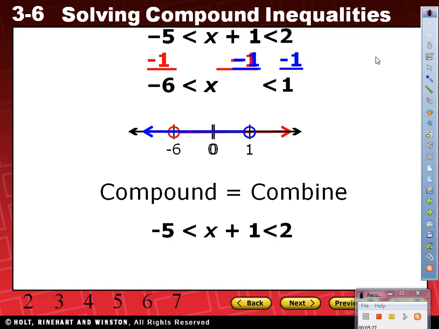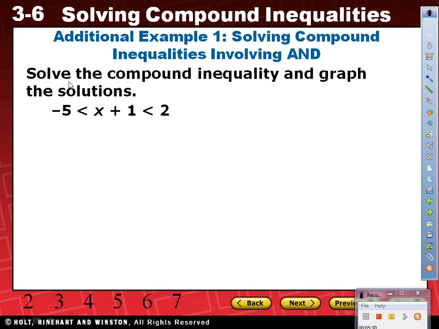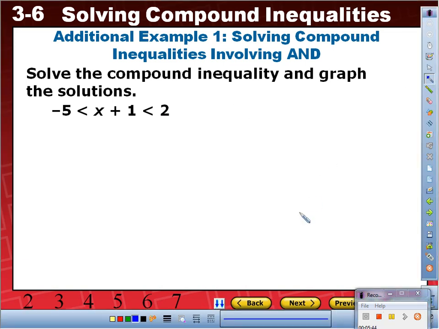Okay, so with that said, right there where you have example 1, copy this please. You don't have to copy the text, just copy the inequality, the compound inequality. -5 less than x plus 1 less than 2. Okay, and let's solve this together.